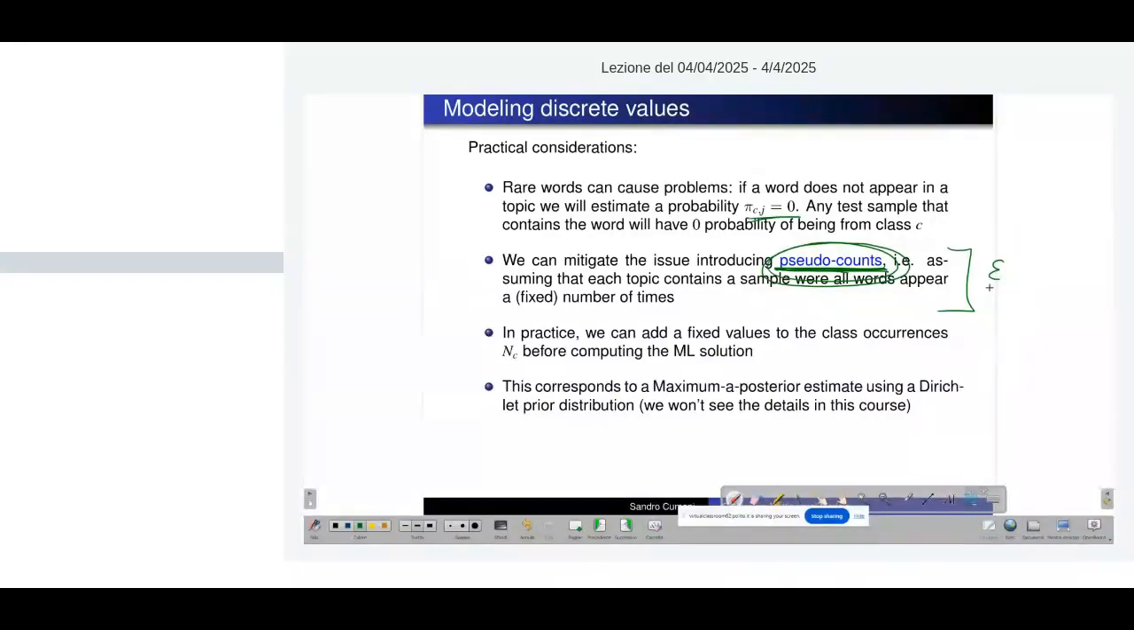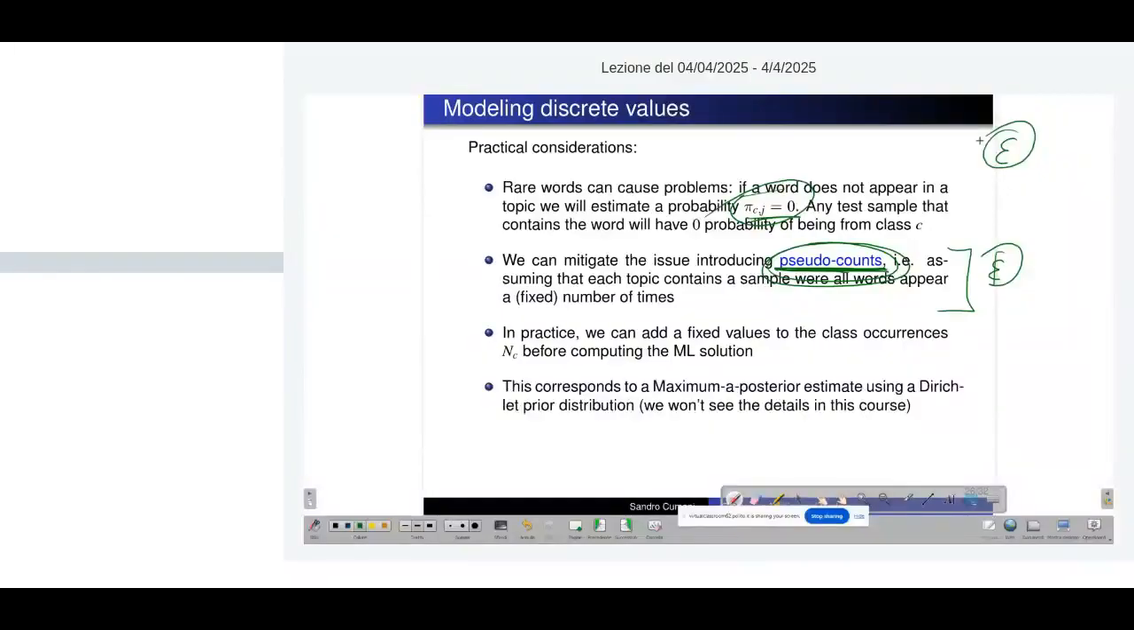We will discuss this better in the next laboratory, when we will use this, and then I will explain why we do this. Essentially, we will avoid the problem of frequency estimates being equal to 0 by saying that each word, even if we don't see it in our training set, appears at least epsilon times in our documents for each class. So it's as if we add an additional document where each word appears epsilon times in each class, and we treat it as additional training material.